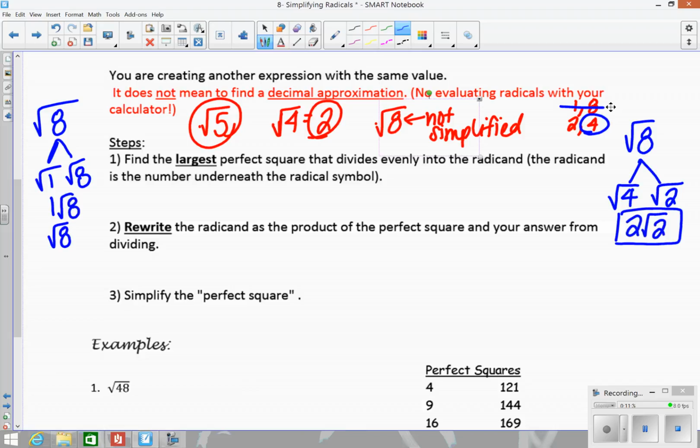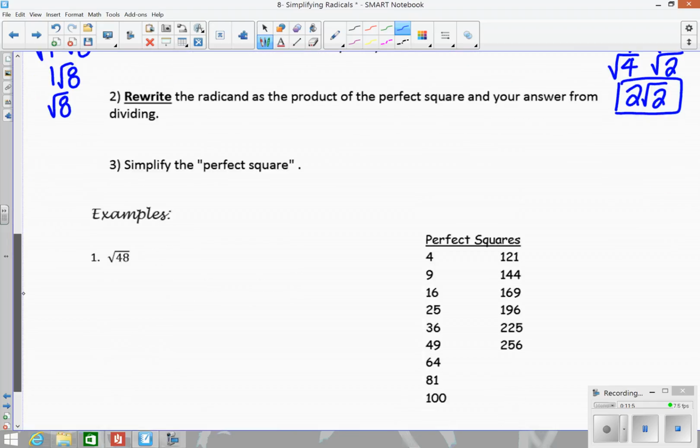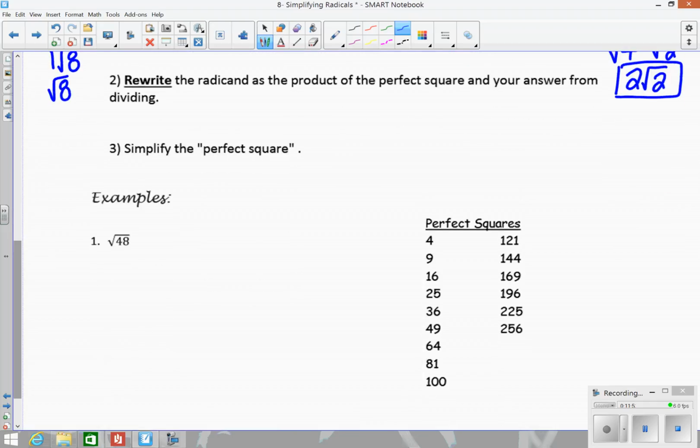So in order to get to simplest radical form, we have to look for the largest perfect square and then break it down using that. So let's try some more of these examples just so you can see the process here.